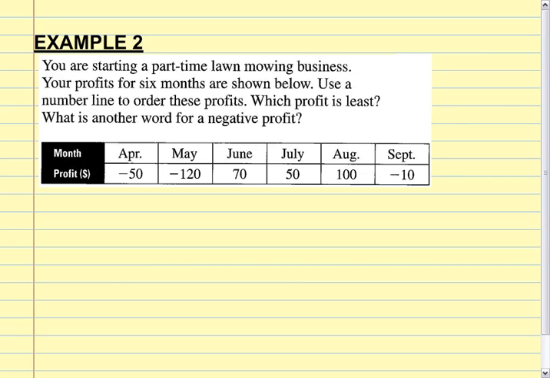Okay, that's okay. It's all right. Let's see what happens. It says, use a number line to order these profits. Which profit is least? What is another word for a negative profit? Okay. All right, let's go through these things one at a time.